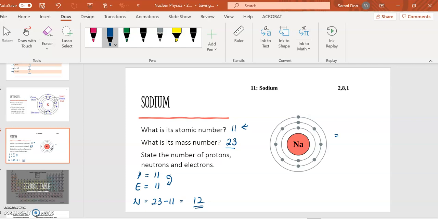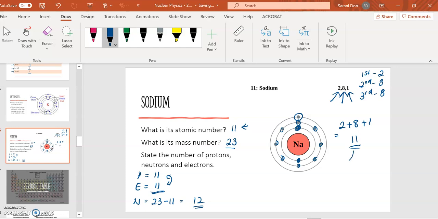So sodium, we know it has 11 electrons. So we know that the first shell can hold up to 2, the second shell can hold up to 8, and the third shell can also hold up to 8. So the first shell will have 2 here. Remember that we need to have 11. So the first shell can only hold up to 2. Then we're going to go to the second shell. It can hold up to 8. So far we've got 2 and we've got 8. That makes 10. We need 1 more. That's why we go to the third shell, 1. And we know that 2 plus 8 plus 1 gives you 11, which is the number of electrons.